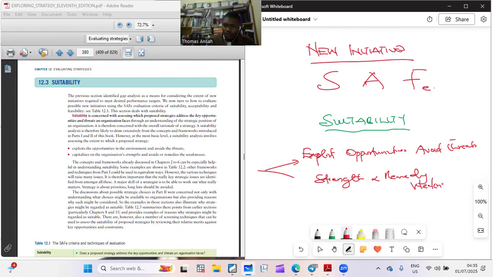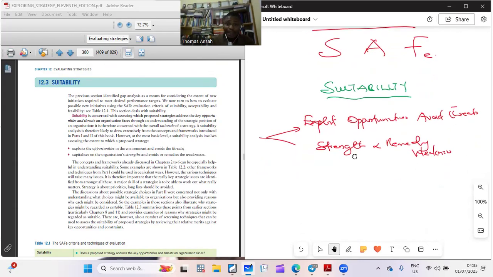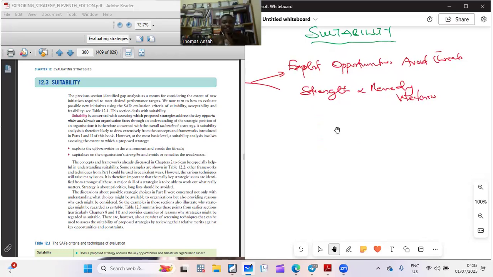All that we are doing is taking you back. So is the new thing they are going to do suitable? If it is suitable, you are going to analyze it through the lens of what we have done so far: SWOT analysis. What again? PESTEL analysis. What again? Five Forces. What again? Porter's Diamond.